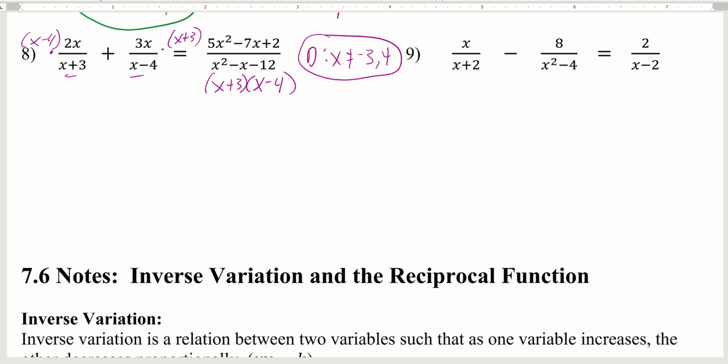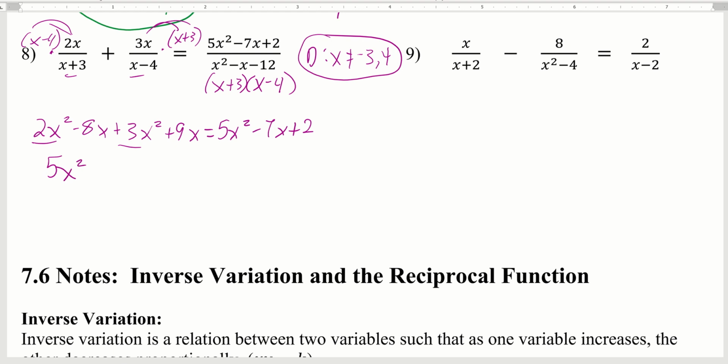Cool. Okay, so drop the denominator, multiply this guy by both of them. So 2x squared minus 8x. Multiply this 3x by both of them. We have 3x squared plus 9x. And then the last one, we didn't multiply it by anything. So we have 5x squared minus 7x plus 2. We just keep exactly what it says. Clean up the left-hand side. Well, bam, we've got 5x squared. We got some x's here. So plus x is equal to 5x squared minus 7x plus 2.